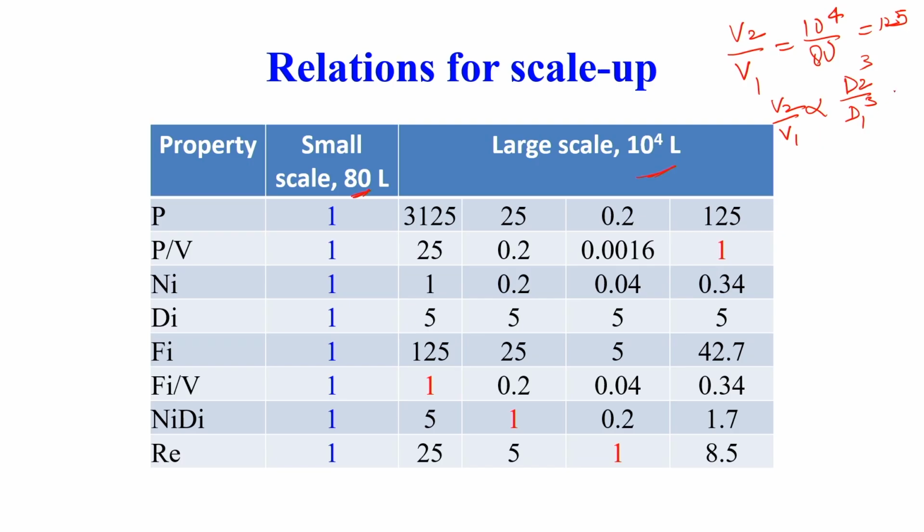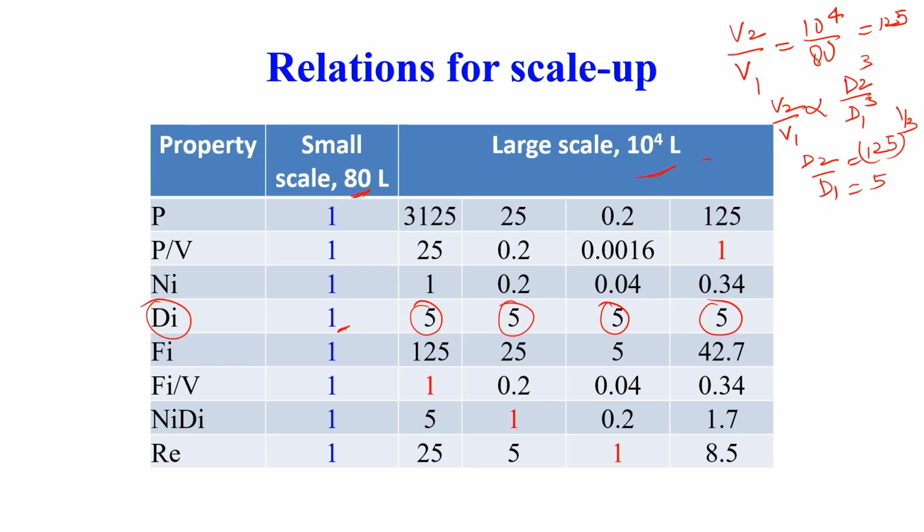So, we will get the value of D2 upon D1 as the cube root of 125, which equals 5. So, we got Di. If for the small scale its value is 1, then for the large scale Di will be 5. So, we got the first thing from the given data of the volume.